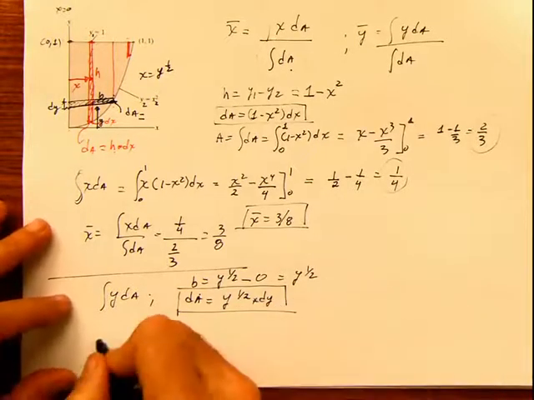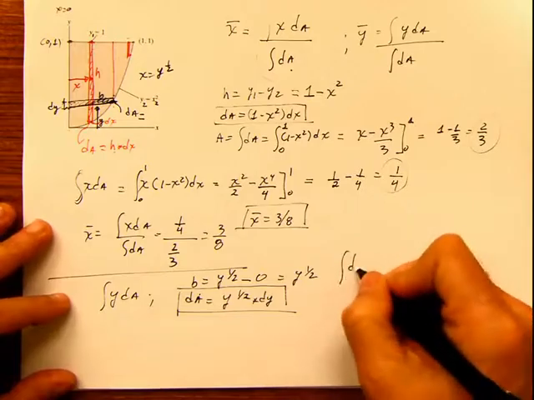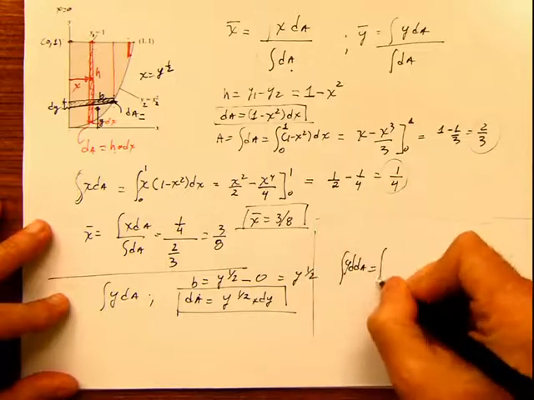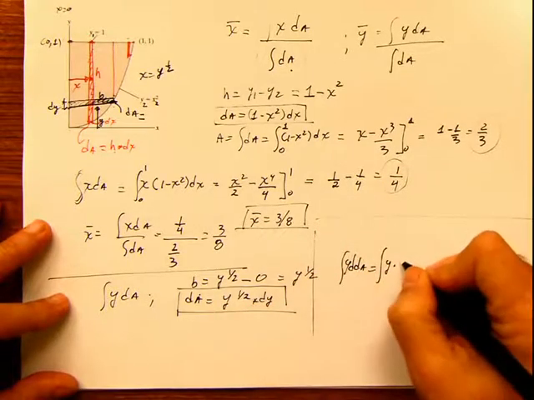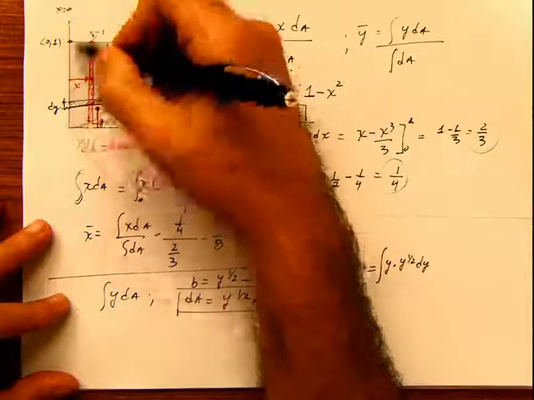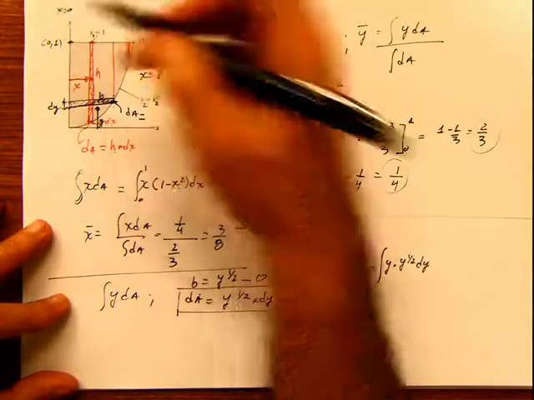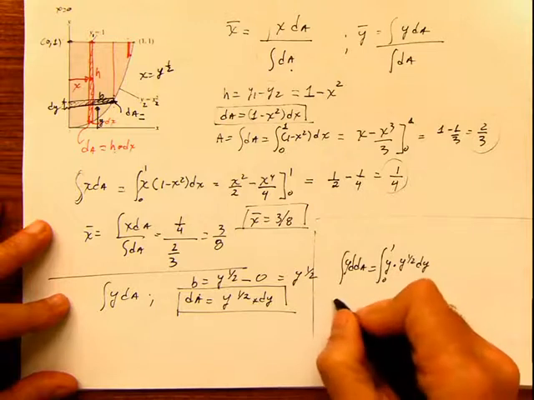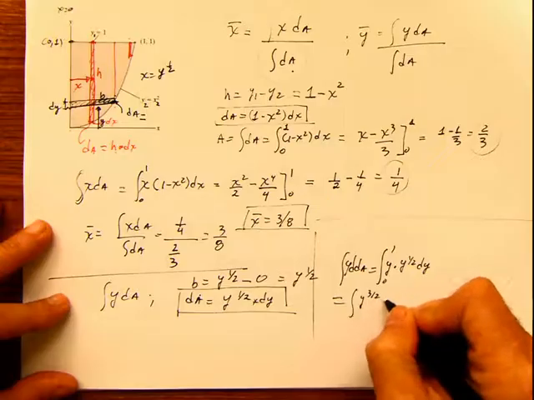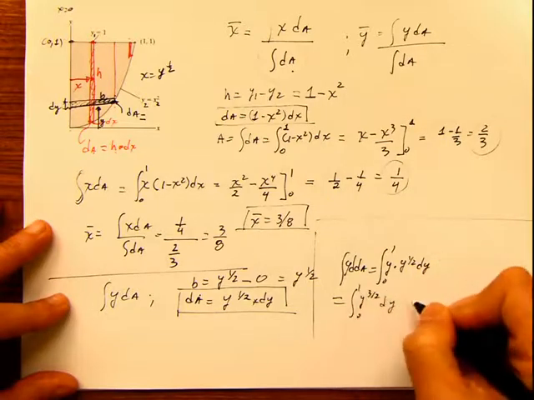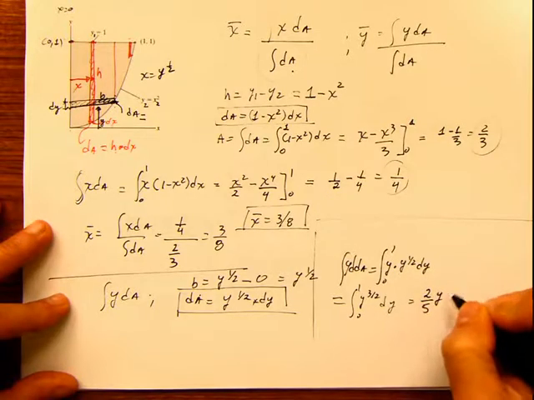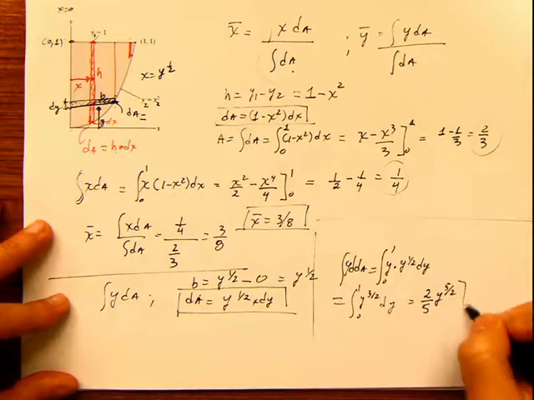Then when I do this integral of y dA, integral of y dA is going to be the integral of y multiplied by y to the 1/2 times dy, from, remember I'm measuring in this direction y, so from 0 to 1 in y. So basically this integral is the integral of y to the 3/2 dy from 0 to 1. So basically this is 2/5 times y to the 5/2 from 0 to 1.